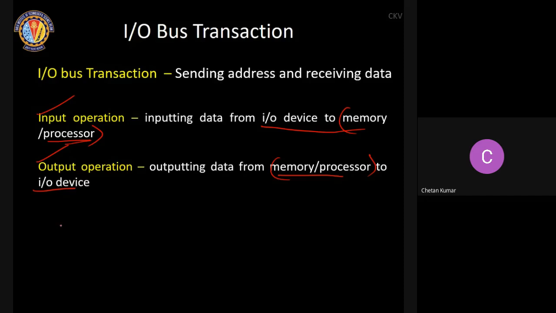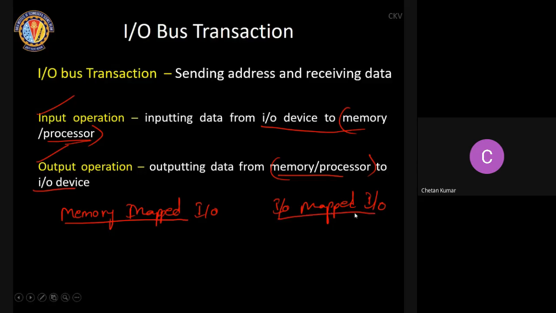Have you heard about memory mapped IO and IO mapped IO? Again, these are all basics. It is supposed to be taught as part of the microprocessor course. I'm not sure how much you know about it. Memory mapped IO and IO mapped IO. Anybody has any idea what this means? Yes or no? If no, then I'll quickly explain.